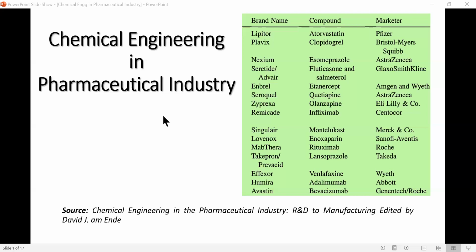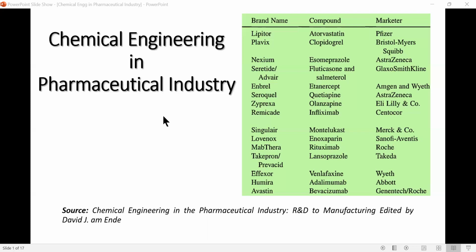So it shows a list of the topmost pharmaceutical industries such as Pfizer, Bristol Myers Squibb, AstraZeneca, GlaxoSmithKline, Amgen and Wyeth, AstraZeneca, Eli Lilly and Company, Centocor, Merck and Company, Sanofi Aventis, Roche, Takeda, Wyeth, Abbott, Genentech. In some cases I might pronounce it in a different way, but to make it easily understandable, I used a phonetic way of pronouncing it.